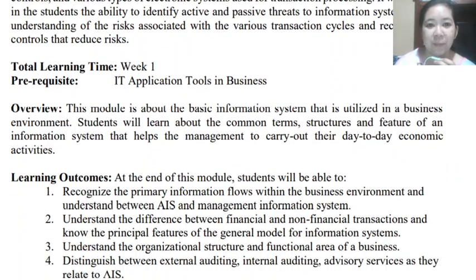For the overview, we will be discussing the basic information system that is utilized in a business environment. Here you will learn about the common terms, the structures, and the features of an information system that helps the management to carry out their day-to-day economic activities.